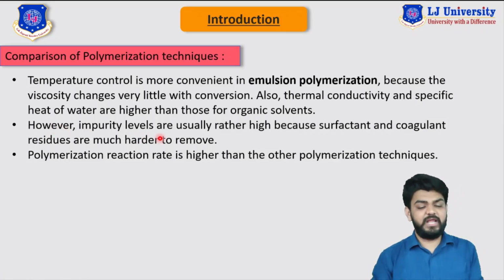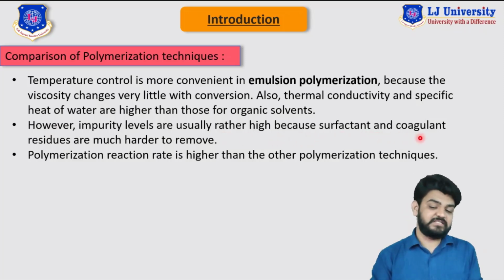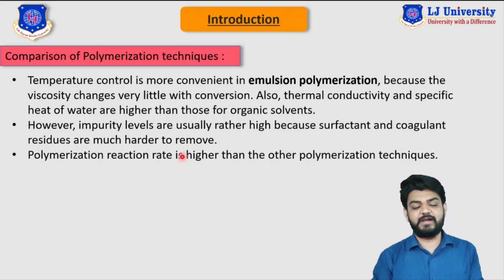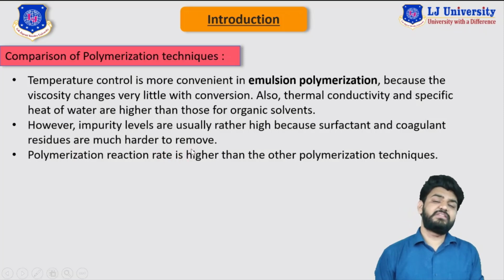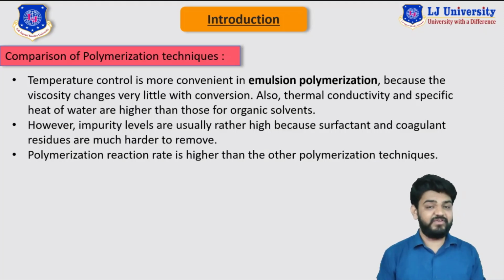However, impurity levels are rather high, because the surfactants and coagulating agents are much harder to remove. So with this technique, we are not going to get a pure form of the polymer. This polymer will be contaminated with different types of surfactants and other additives, which is a disadvantage for the emulsion polymerization technique, as the removal of these additives and surfactants is very difficult.